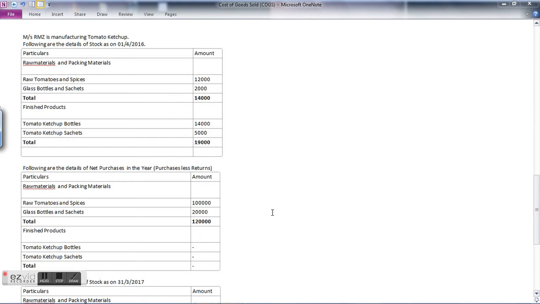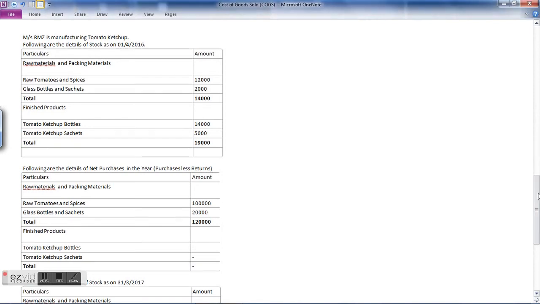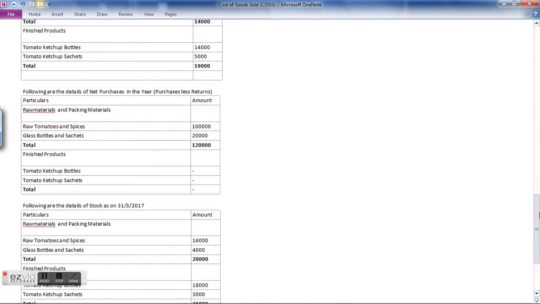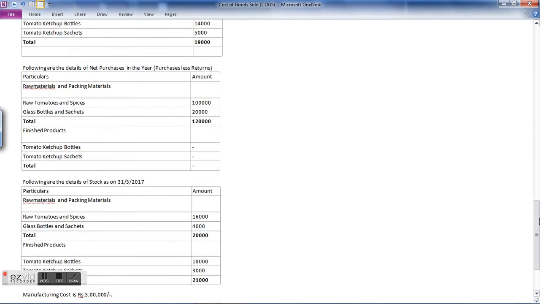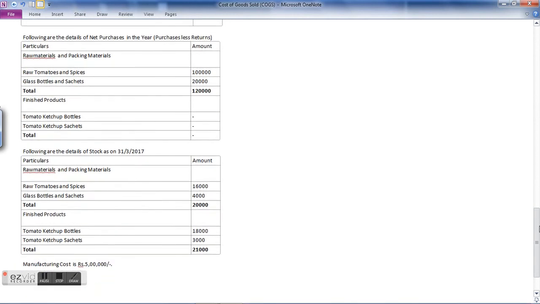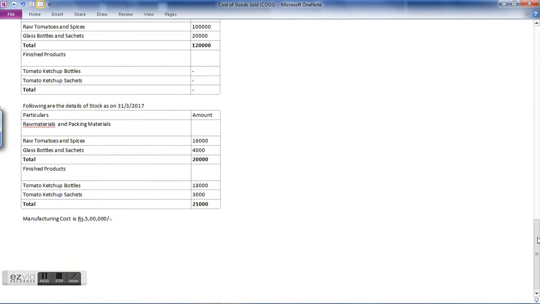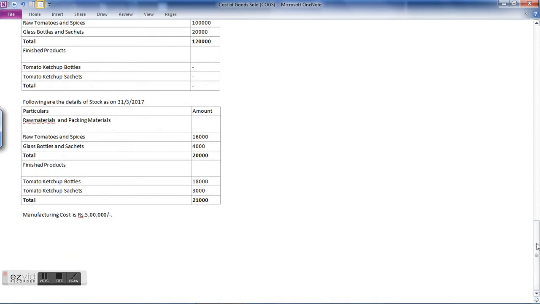Similarly, the details of purchases are also given. Now these are net purchases, that is purchases less returns. Correct? Then details of stock as on 31st March 2017 is also given. Correct? That is raw material and packing material and finished product. Okay, now what we have to do is calculate cost of goods sold.